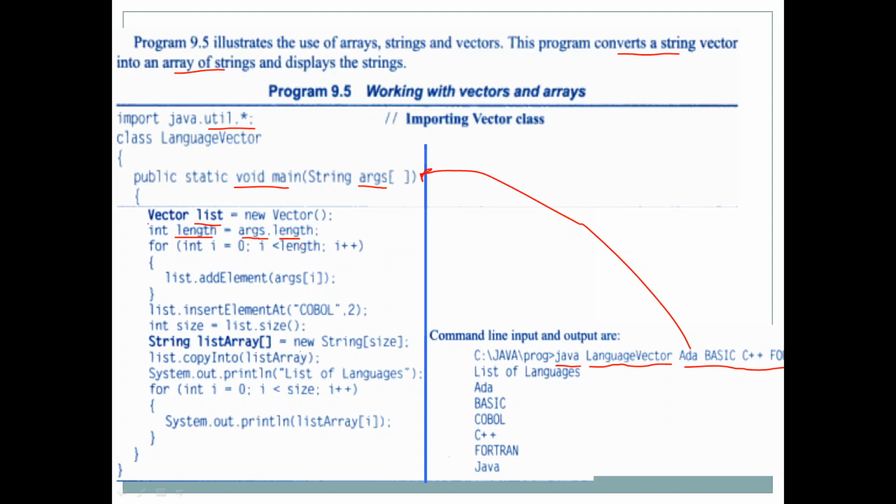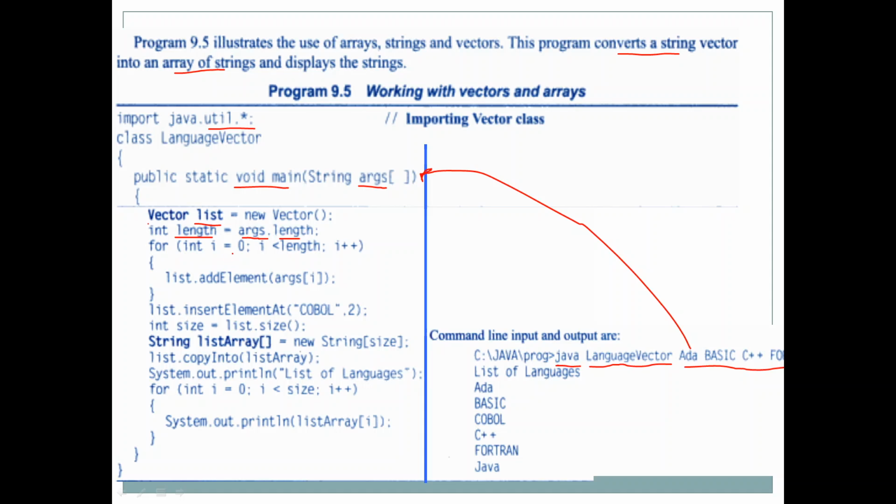So the length you can consider based on the elements which are passed from the command line. All those elements which we have passed from the command line are now stored in args, and those elements we want to copy into our vector, or store into our vector with the name list. How is it done? By using a for loop.